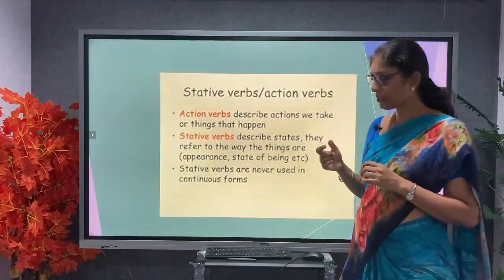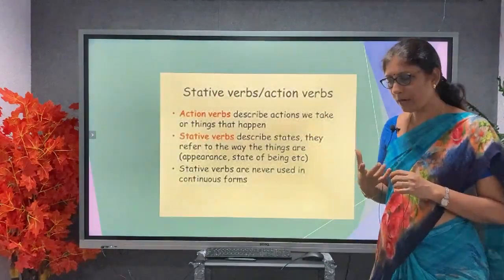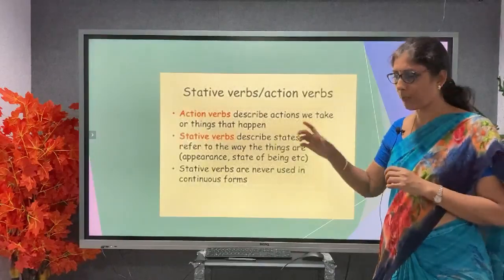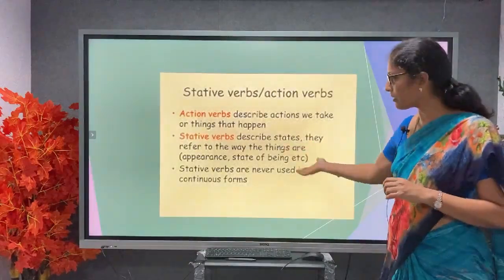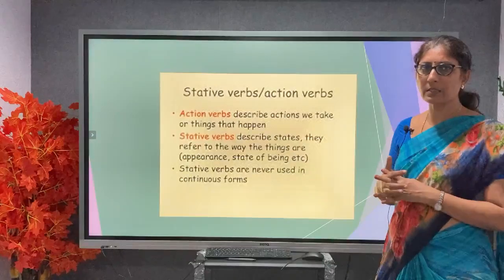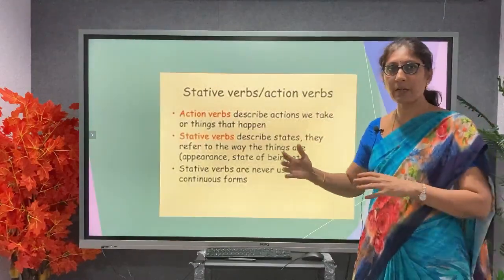Another thing is, suppose I ate. You ate means you have to use some object, right? But in stative verbs, you don't definitely need an object, right?